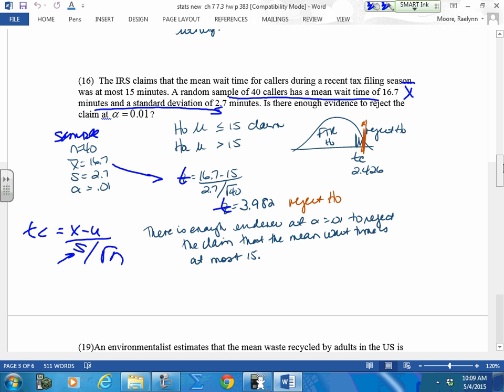When we find our decision, we go back to our table. Your claim is an H0. You're rejecting it, so you don't like it. You like this one instead, but you have to say there's enough evidence to reject the claim that the mean wait time is at most 15 minutes.